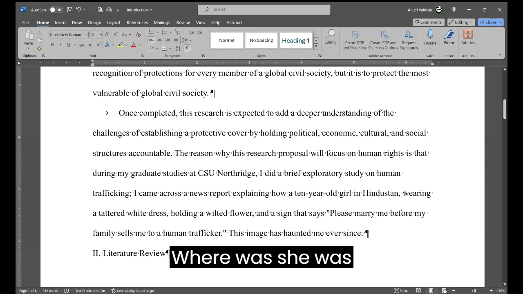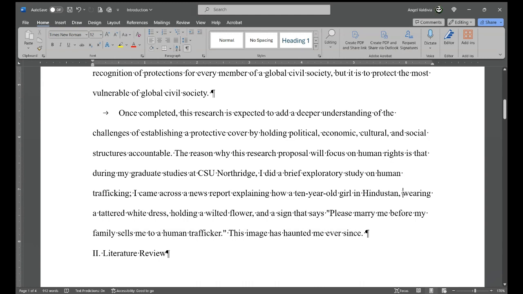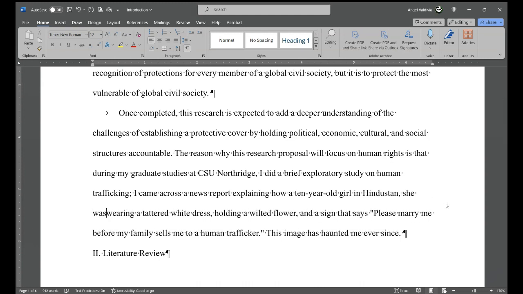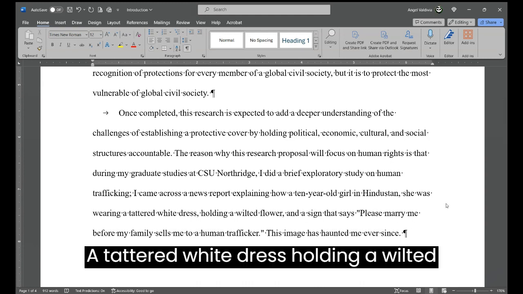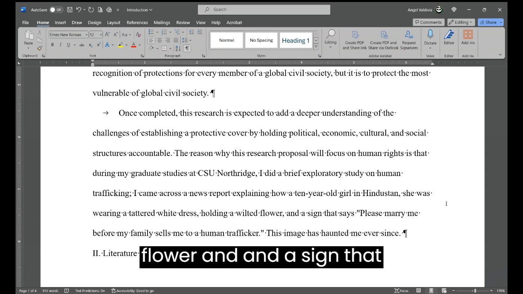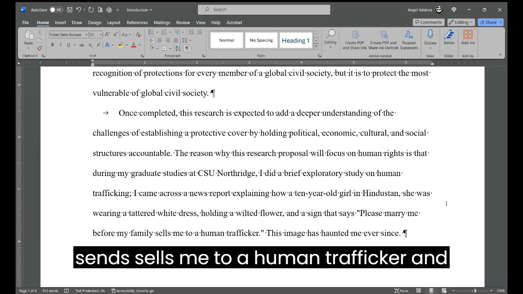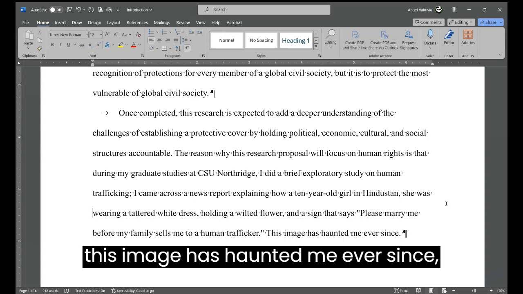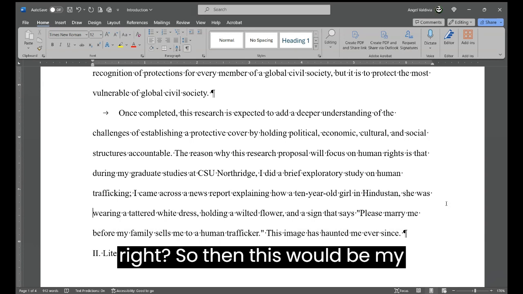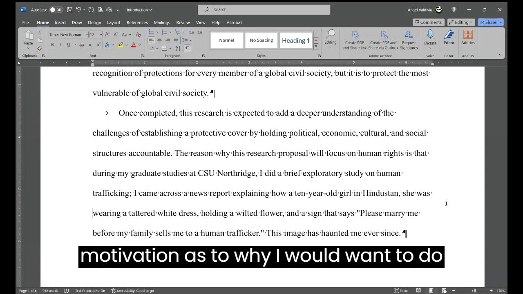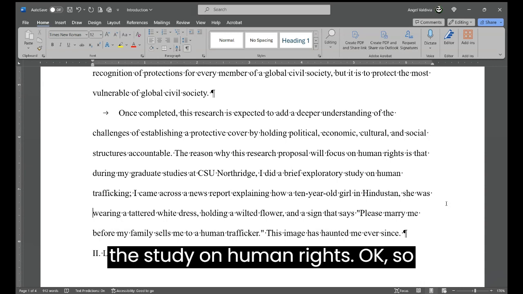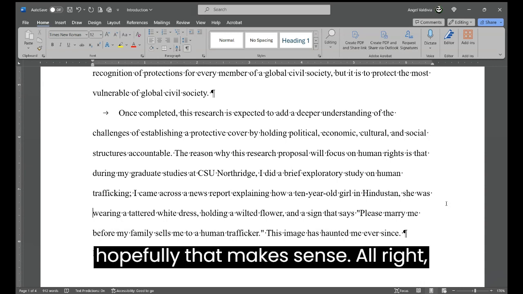was wearing a tattered white dress holding a wilted flower and a sign that says, "Please marry me before my family sells me to a human trafficker." And this image has haunted me ever since. All right. So then this would be my motivation as to why I would want to do this study on human rights. Okay. So hopefully that makes sense.